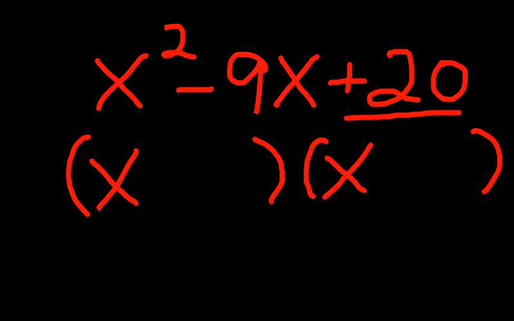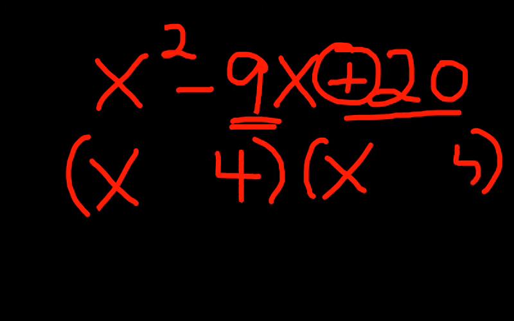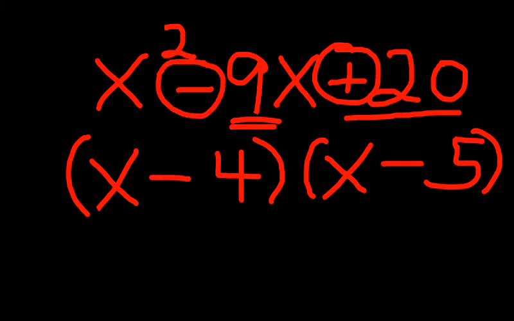And I'm going to ask what numbers can be multiplied together to get 20 that can be added together to get 9. In this case, 4 and 5. So I'm going to put 4 and 5. Now remember, since the sign that I've circled is plus, that tells me the signs will be the same, but this time the sign in front of 9 is negative, therefore both of these will have negative signs between the two terms. So the factors now are x minus 4 times x minus 5.